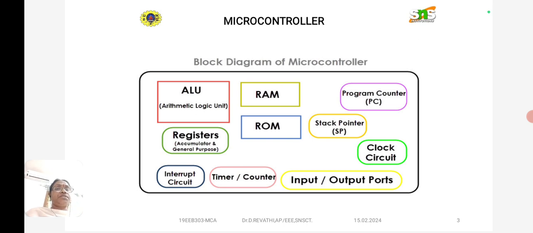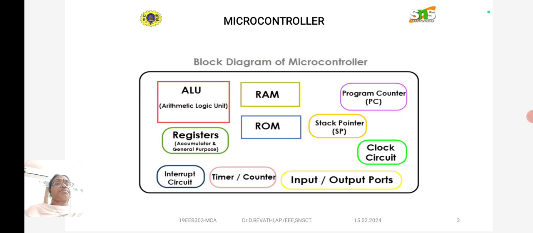The registers are called general purpose registers, and they are 8-bit registers, for example A and B. A is also called the accumulator, which receives the information from the microprocessor, and after manipulating the instructions, it stores the result in the accumulator. The ALU is also called the arithmetic logic unit, which performs the arithmetic and logical functions.